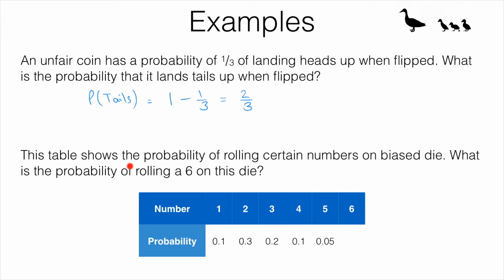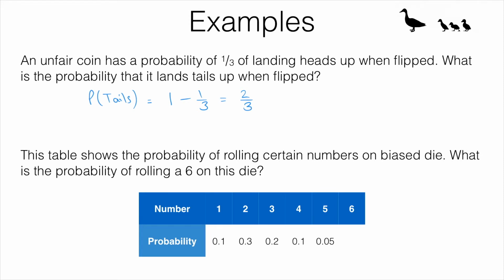This table shows the probability of rolling certain numbers on a biased die. We're being asked, what is the probability of rolling a 6 on this die? The first thing to notice is that the die is biased. That means the probability of each outcome isn't necessarily 1/6. We can see that in the table. The probabilities are not all the same.